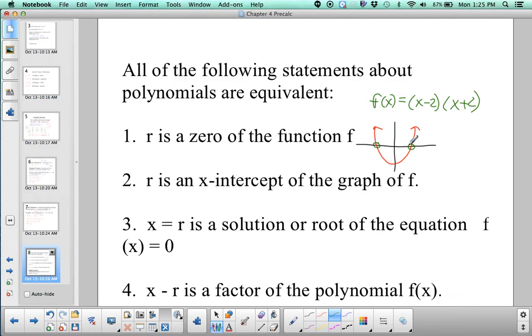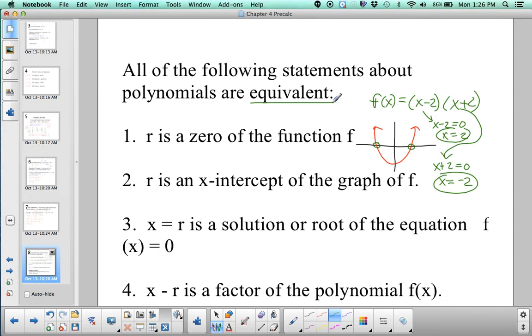So r is a 0 of the function. So we have zeros of the function, and visually you can see the little green circles there that are the zeros of the function. R is also an x-intercept of the graph. So you see that they're the zeros, they are the x-intercepts. And you could get the zeros just by solving each piece of the factor here. X minus 2 equals 0, which gives you x equals 2. And then here, x plus 2 equals 0, so x equals negative 2. So you have the two zeros, you have the x-intercepts, they are the same thing because what we're looking for here is equivalent statements.